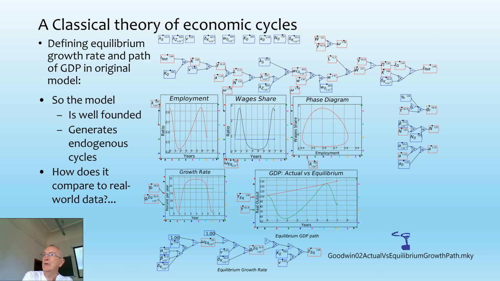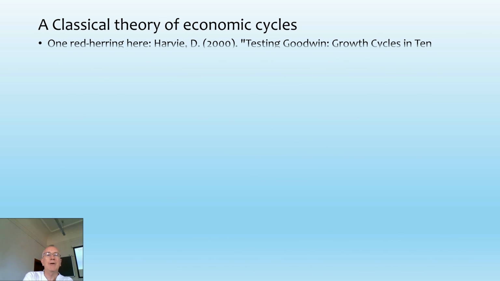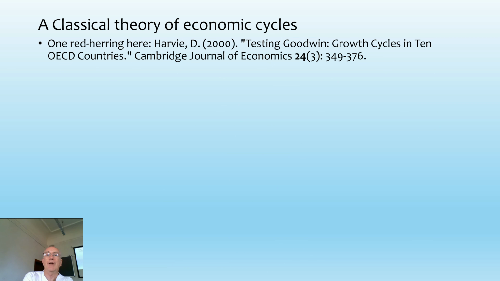How does it compare to real-world data? Now here I've got to make a confession. There's one red herring by a guy called Harvey, David Harvey. There's several David Harveys. There's one famous Marxist, it's not him. And he did a paper called Testing Goodwin, Growth Cycles in 10 OECD countries. Now, back when I was in my early academic period, I was the referee for this paper. And I was disappointed, wasn't pleased to find it didn't fit the data well.